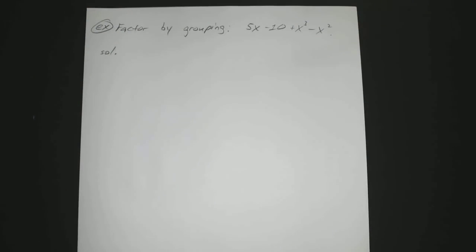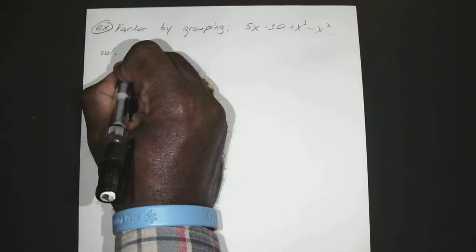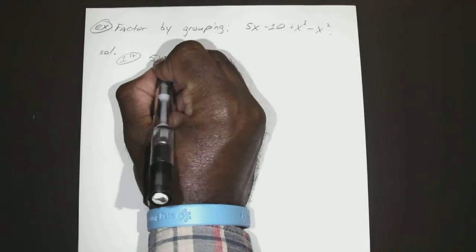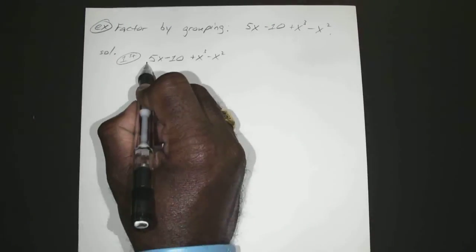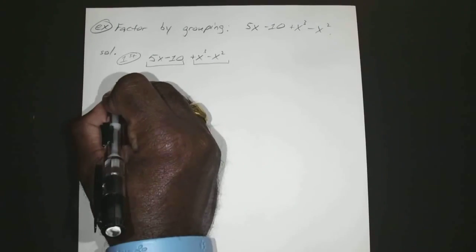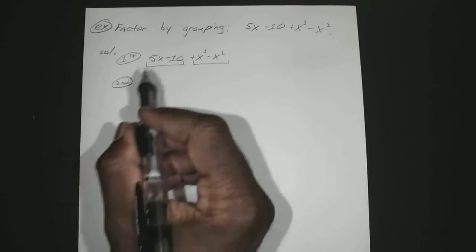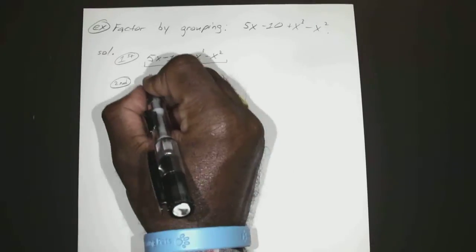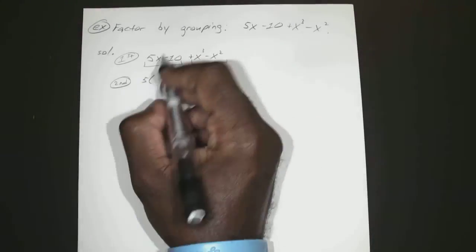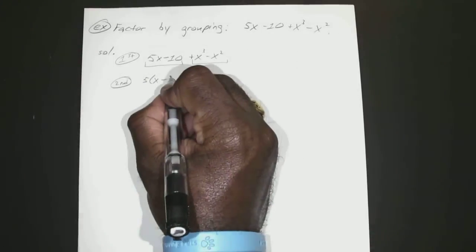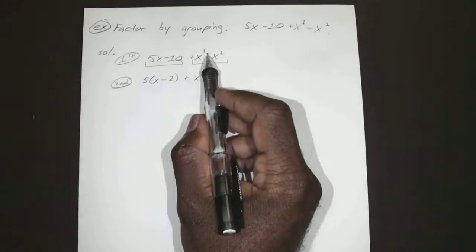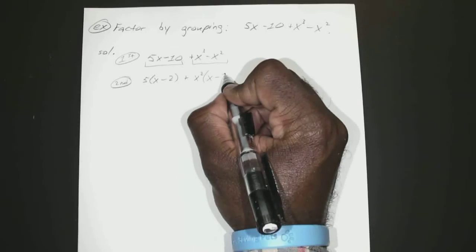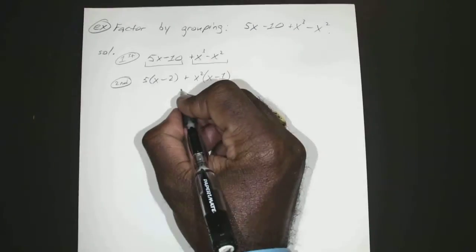All right. For this one, if we make our subgroups, 5x minus 10 plus x to the third minus x squared, and we make our subgroups. We factor each of them. Here, we can factor out 5. That will leave us with an x here. And 5 times 2 would give us 10. Plus, for these two, we can factor out an x squared. That would leave us with an x here and a 1 there, so they don't match.